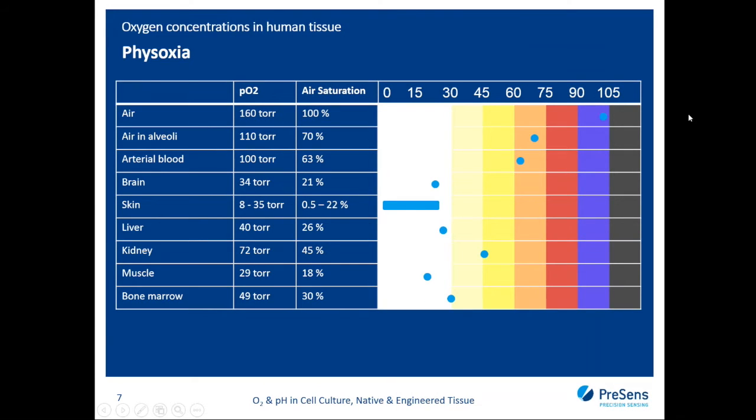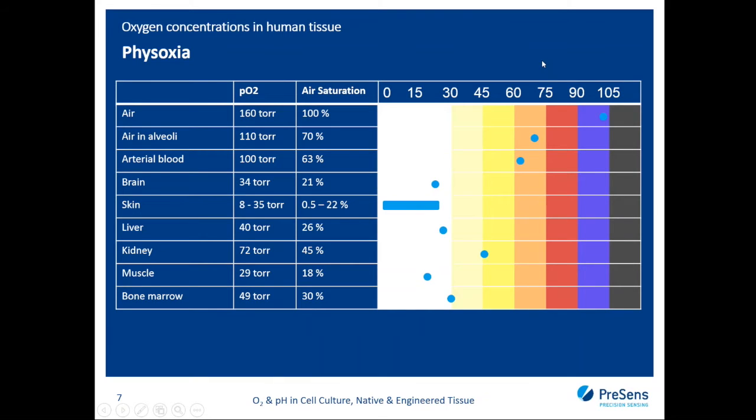I want to start with a short overview of oxygen concentrations that can be found at physiological levels in human tissue or in cell cultures. Starting with the reference value from air, which is 100% air saturation, that equals 160 torr oxygen partial pressure. It drops down in arterial blood to 63% air saturation. Various organs are named here in this table, and you can see that they are between 18% air saturation up to 45% air saturation, depending on which organ you regard.